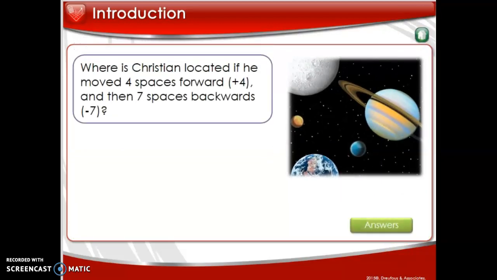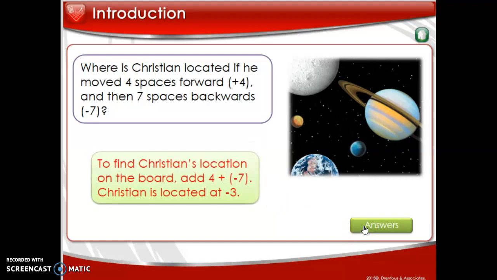Where is Christian located if he moved 4 spaces forward, +4, and then 7 spaces backwards, -7? Now it's positive and negative. They have different signs. To find Christian's location on the board, you need to add 4 plus -7. Christian is located at -3.